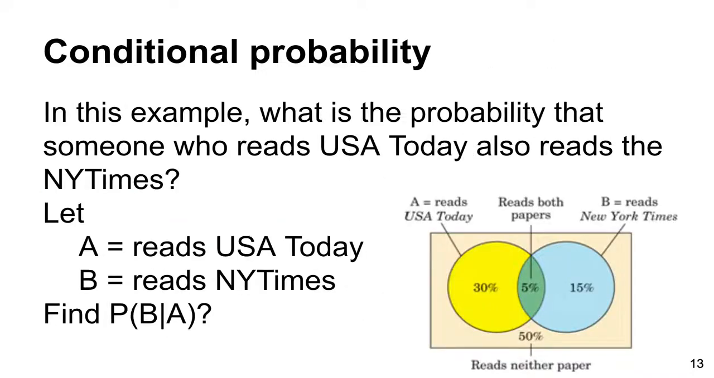Let's try it out. In this example, what is the probability that someone who reads USA Today also reads the New York Times? So I'm going to define A as the event that the person reads the USA Today, and event B is that the person reads the New York Times. I've got those probabilities, and I want to find the probability of B given A. Probability that they read the New York Times given that they read the USA Today.